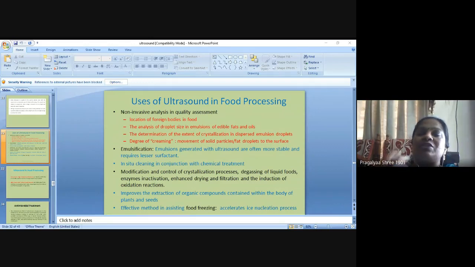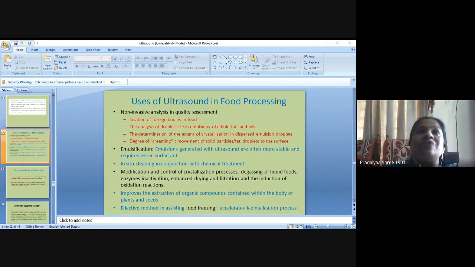The next one is the degree of creaming, the movement of solid particles or fat droplets to the surface. When you are preparing any emulsion, or when you are preparing some cream, cream is also an emulsion. How much creaming has taken place can also be identified by non-invasive analysis using ultrasound.